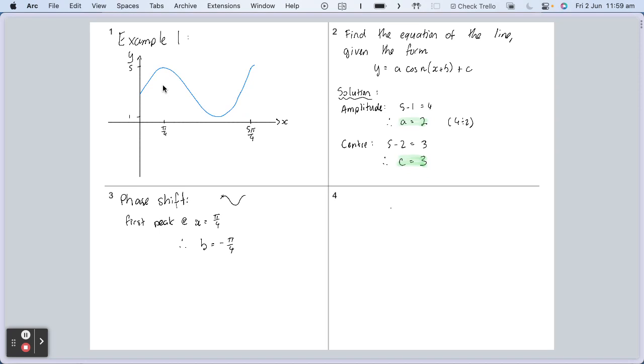What do you think? Negative pi on 4 because we've gone to the right. Can I just say, trap for young players? If you were given, find the value of A, B, and C, and in here, some exam writer has put X minus B, then the value of B would be pi on 4. Be careful. Okay, this is X plus B, so the value of B is minus pi on 4. But if there was a minus B in there, that would be pi on 4. Ultimately, it'll give you the same thing, X minus pi on 4 when we write the equation, but just be careful.